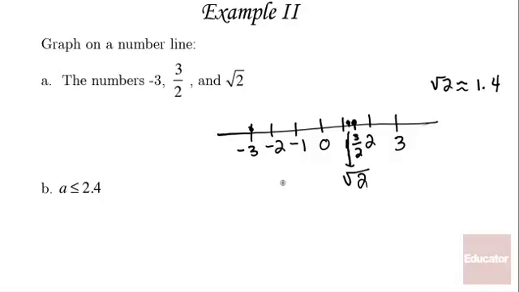The second one's different. It's actually an inequality. And what this is saying is that A is less than or equal to 2.4.